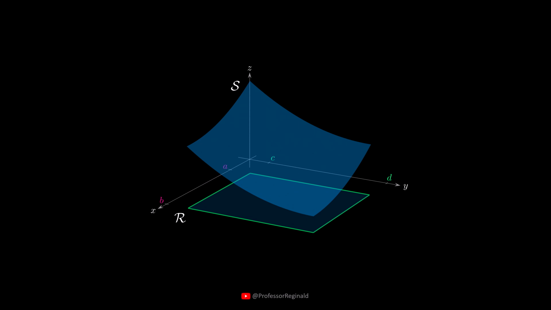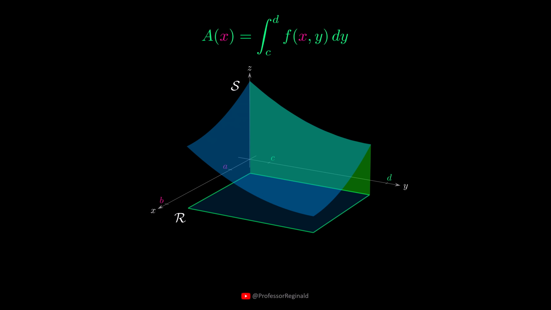If we sweep in the y direction first, the result is a cross-section of the solid whose area is given by the following single integral, where x is treated as a constant because every point on the cross-section would have the same value of x. But y changes, so it is the variable of integration. And this is partial integration with respect to y.